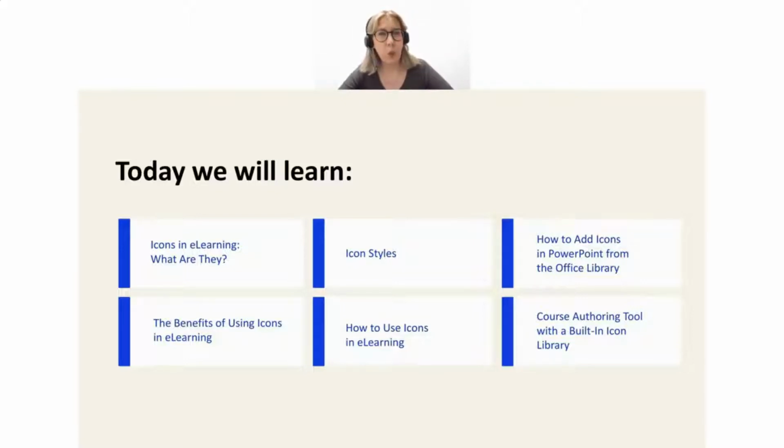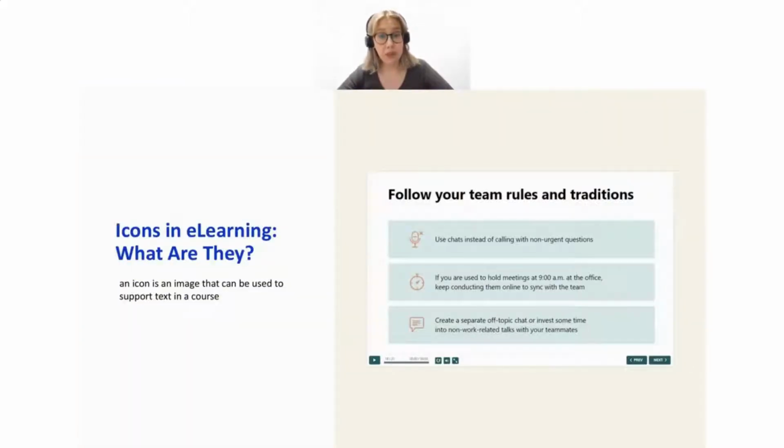Icons in e-learning. So what are they? In e-learning, an icon is an image that can be used to support text in a course, and they help learners scan content more effectively and motivate them to pay attention to the information they need to remember. Have a look at how icons can be used in an e-learning course. So just take a look at the slide. Learners will remember the rules better because they are supported by visual images.